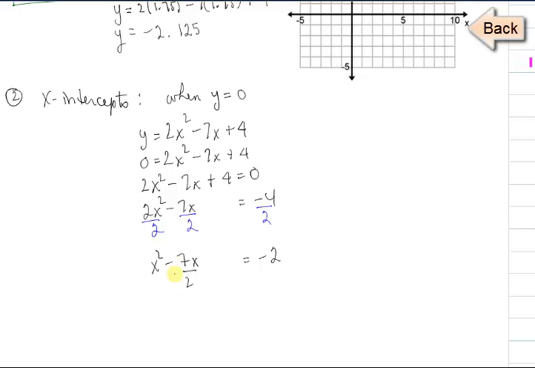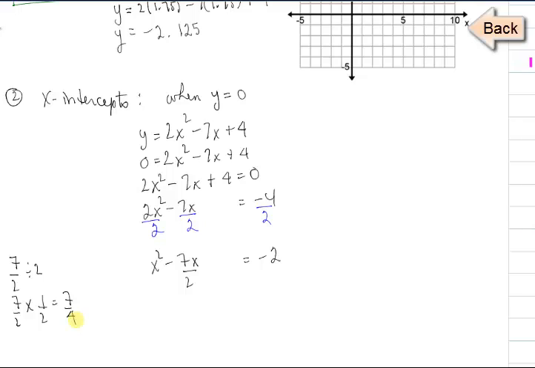So I want to take my 7 over 2 and find half of that, which means 7 over 2 divided by 2. And remember, when you're dividing fractions, that's the same thing as multiplying by the reciprocal. So I want the reciprocal of 2, which is 1 over 2. So this is going to give me 7 over 4.